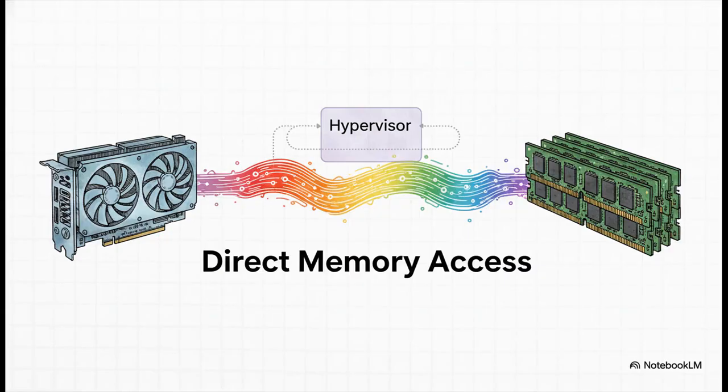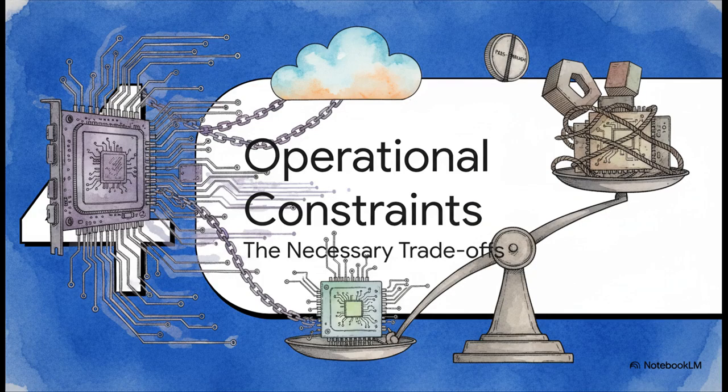So what's the secret sauce here? It all comes down to something called direct memory access, or DMA. Because we're skipping the hypervisor, data can just flow straight from the GPU to the system's memory and back. It's a direct superhighway, no traffic lights, no tolls. And that's what makes it so incredibly fast and responsive, which is an absolute game changer for any app where every single millisecond counts.